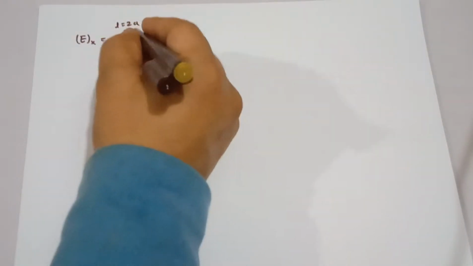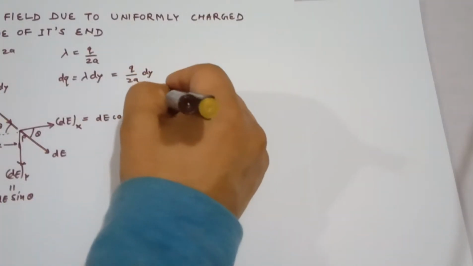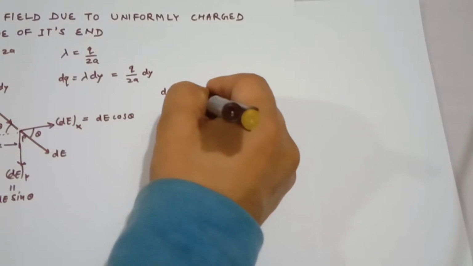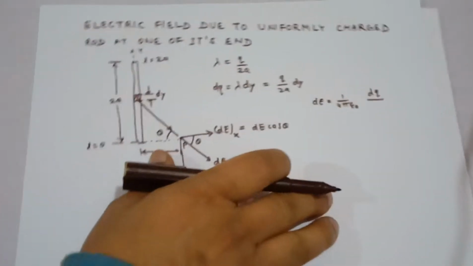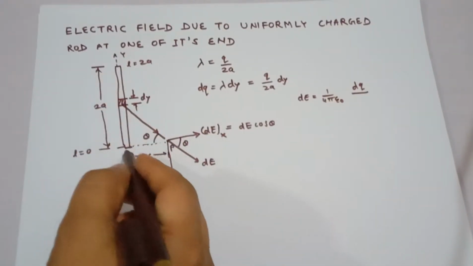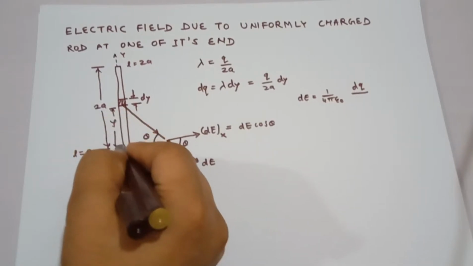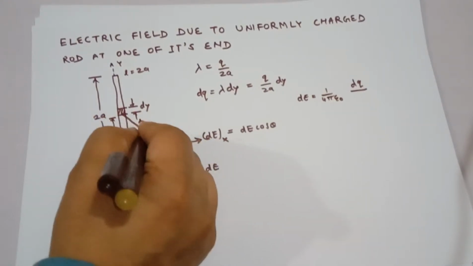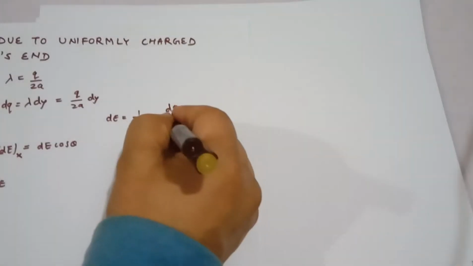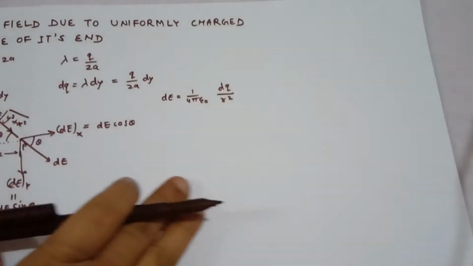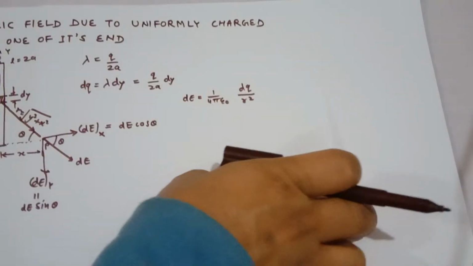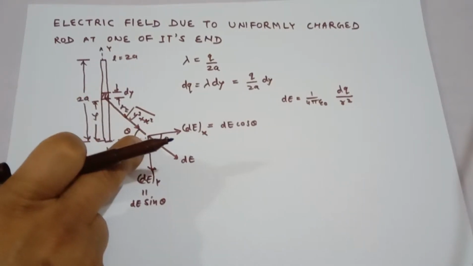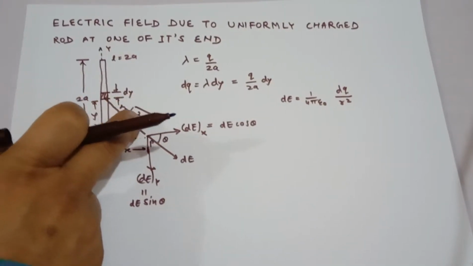So dE, the small electric field, we know could be written as 1 upon 4 pi epsilon naught, dq upon the distance squared. The distance here is from this point to this point, so if this is x and this length along the y-axis is y, that distance r should be the square root of x square plus y square. Because small r is the distance between the small element and point P where the electric field is to be calculated, r is the square root of x square plus y square.